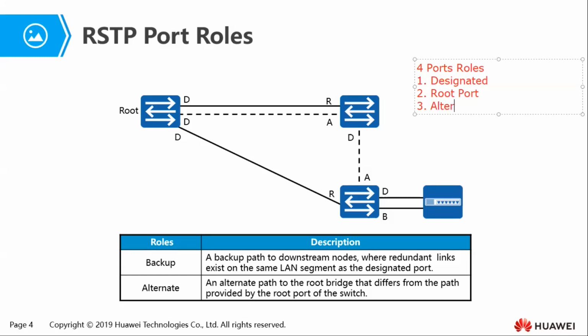Then we have the alternate ports in this particular RSTP, and we have a new port called the backup port. Now, the backup port is used to provide backup to a designated port. On the other hand, an alternate port is used to provide backup to the root port.